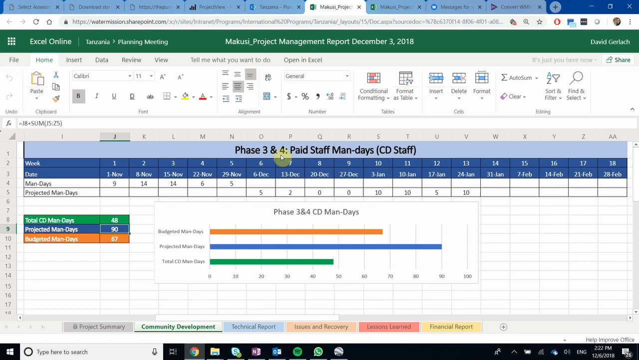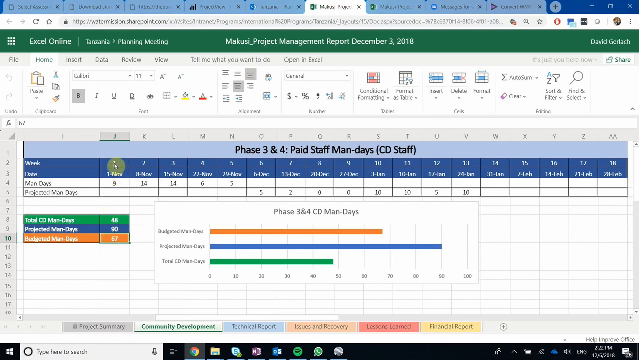So the first thing that we want to do as soon as we start off this project is in the PBE, we can count up how many man days we are budgeting for phase 3 and 4 for a community development officer. So we're in the community development tab, and so this is what we're doing is community development. In that PBE, we can fill up all of those man days, and we put that right here. That's the 67 man days that we have budgeted for in the PBE.